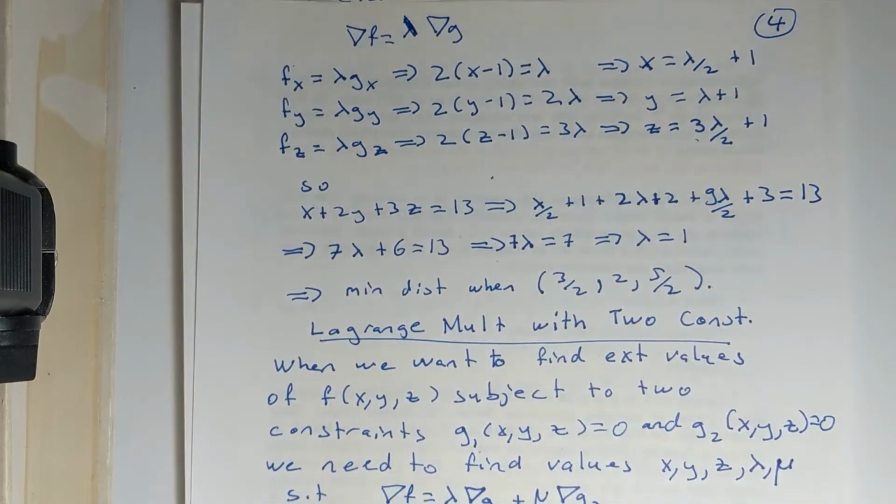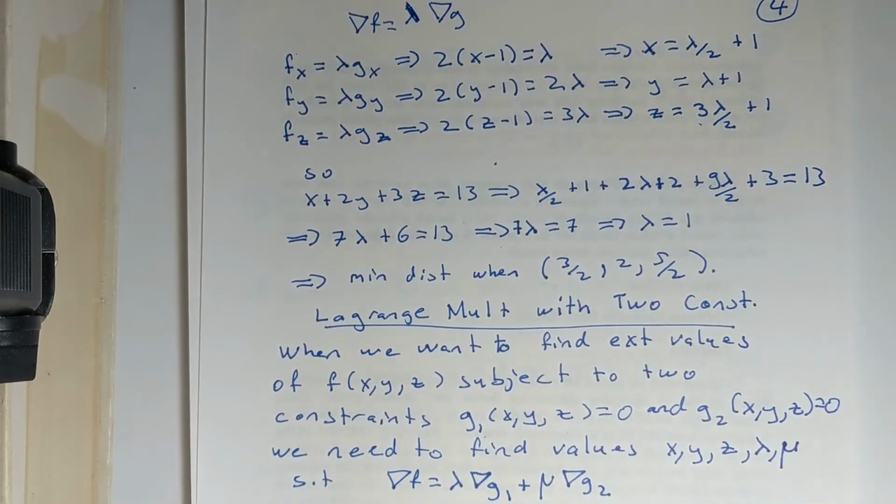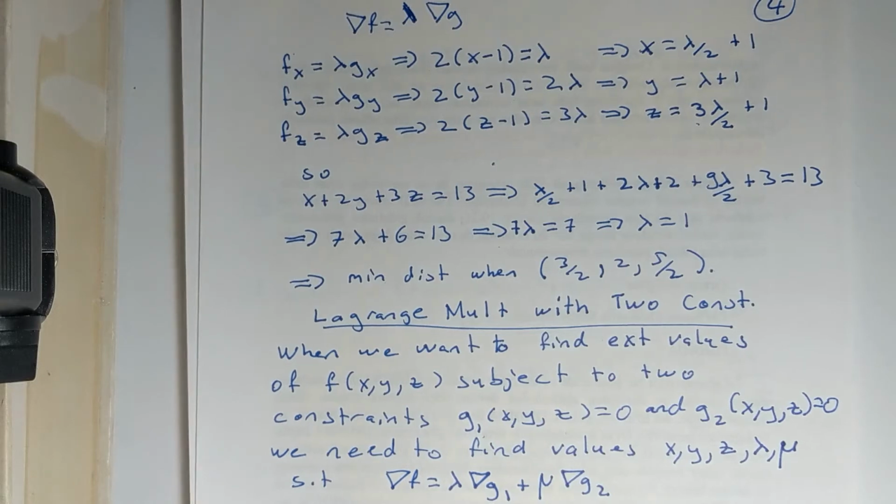Okay, so that was a distance example. Whenever you're doing these distance problems, remember, when you're trying to maximize or minimize distance, make sure you're actually maximizing or minimizing the distance squared, because then you get rid of the square roots. It's much easier to deal with.